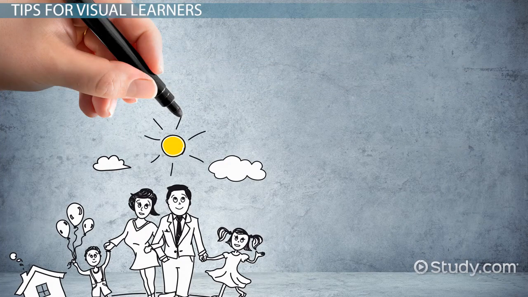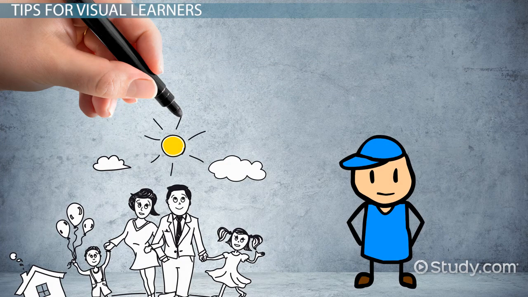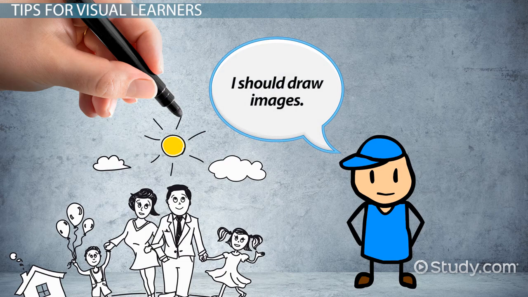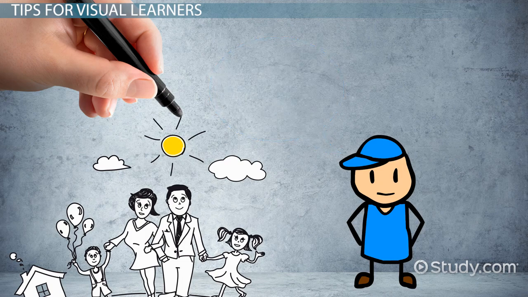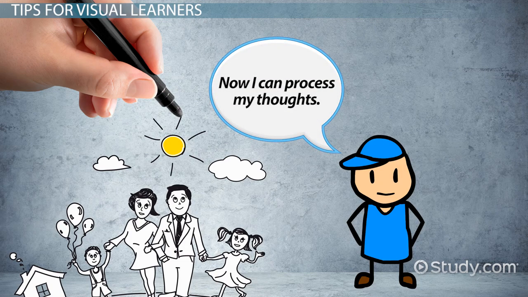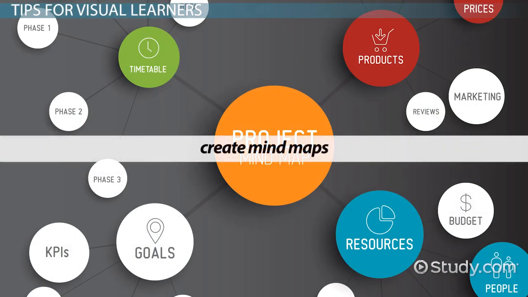When visual learners see something that helps them to better understand something, they should take a few moments to jot down the image in their mind. This will help them to process what it is they're visualizing. They can create mind maps.